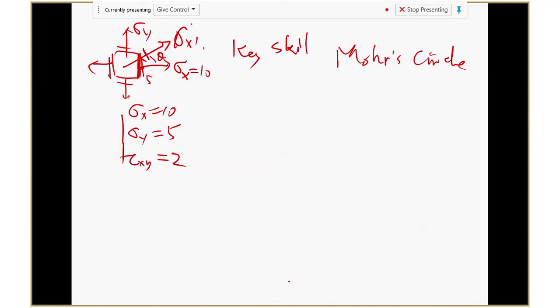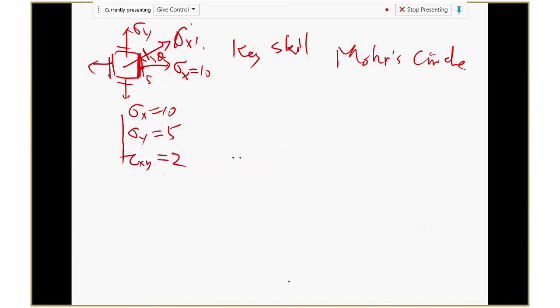The equation involves sine 2 theta and cosine 2 theta. Okay, let's draw this Mohr circle, and then we'll see how you can use it to find the stress at the 30-degree angle. All right, let's draw the Mohr circle first.